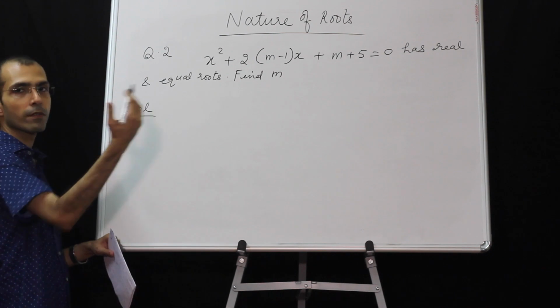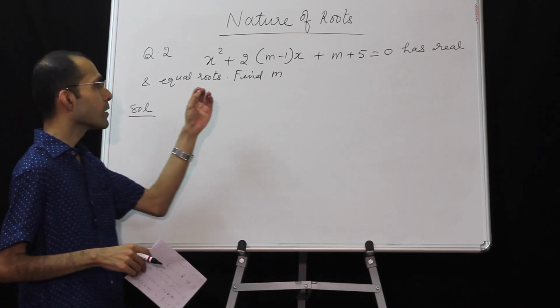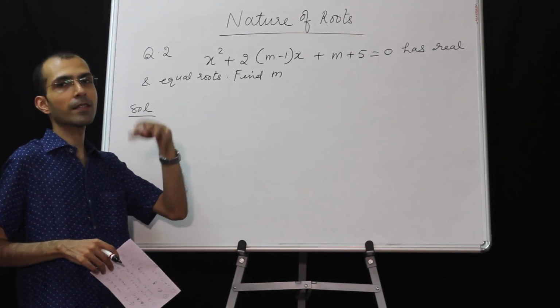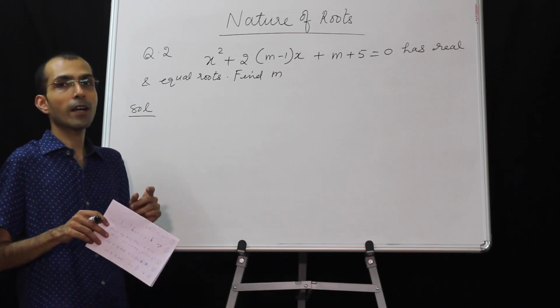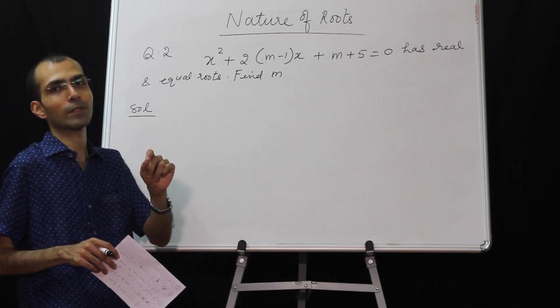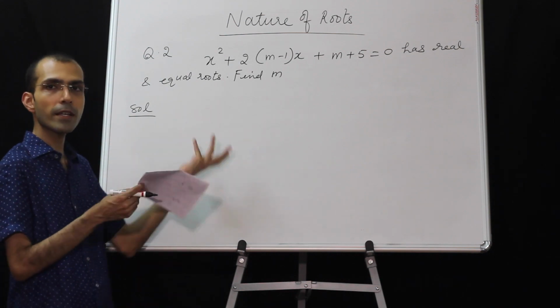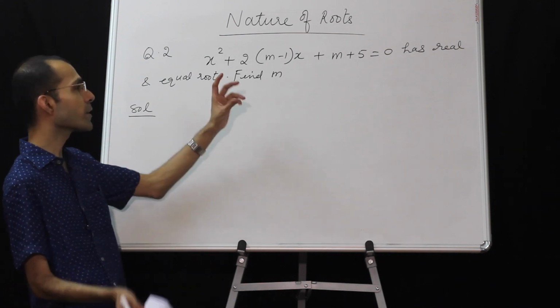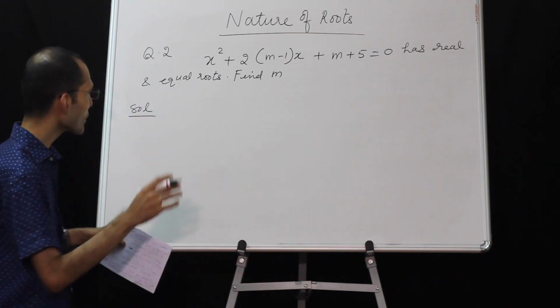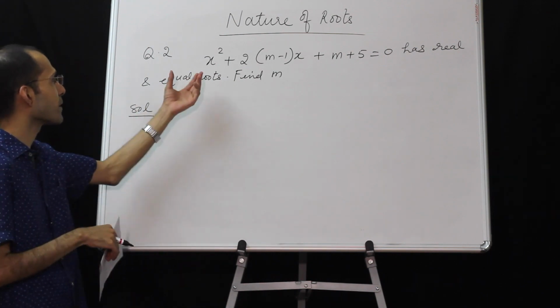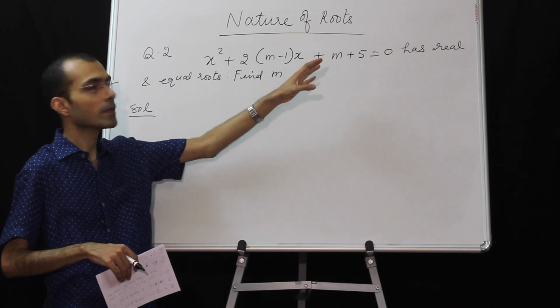Here we have to use reverse logic. The difference between the previous sum and this sum is, in the previous sum you are asked to find the nature of the roots. Here the nature of roots is already given. You have to reverse work out m. So first let us see if the equation is arranged in the proper form.